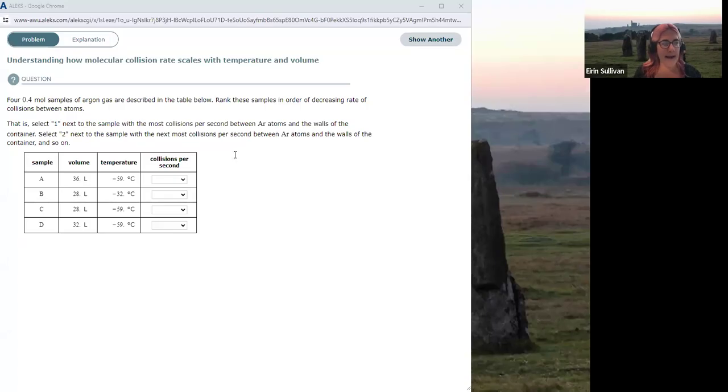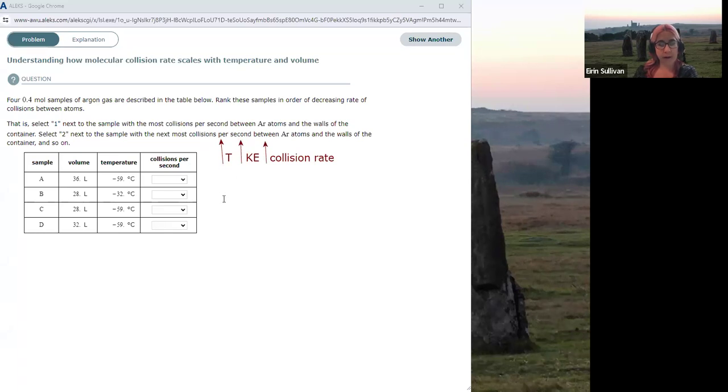Understanding how molecular collision rate scales with temperature and volume. So let's look at those two things separately, okay? Obviously, if you increase the temperature, you're increasing the kinetic energy of whatever your gas is. If you're increasing the kinetic energy, you're going to increase the collision rate, okay? So anytime we see an increase in temperature, that is going to correspond directly to an increase in kinetic energy and an increase in collision rate.